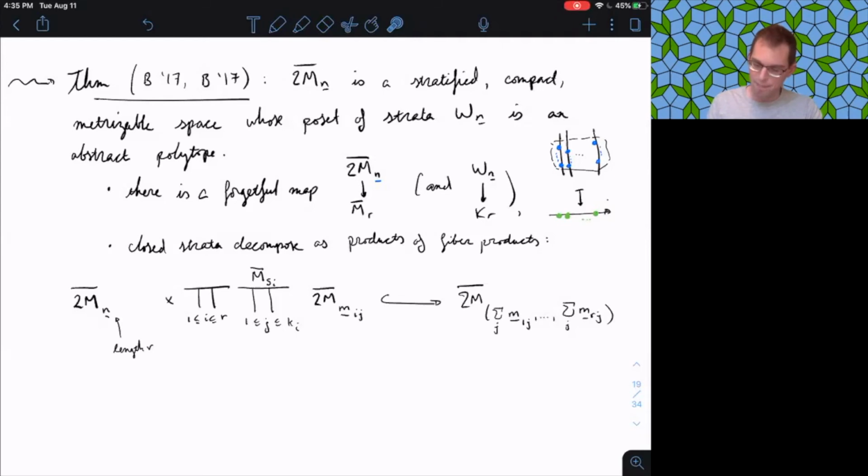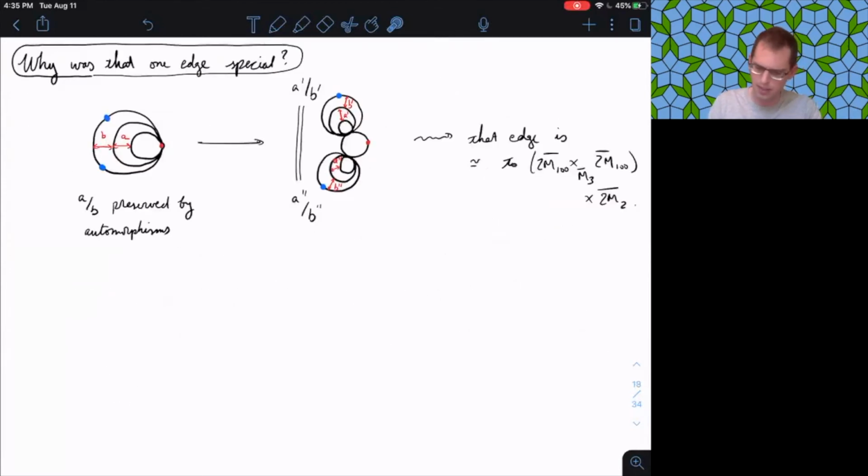And then the next thing is that it turns out that the closed strata decompose as products of fiber products with respect to this forgetful map. And by the way, in the case that we were just talking about, the map down to M3 bar, with respect to which we're taking this fiber product, is exactly the map that sends one of these bubbles to the quantity A prime over B prime. Okay.